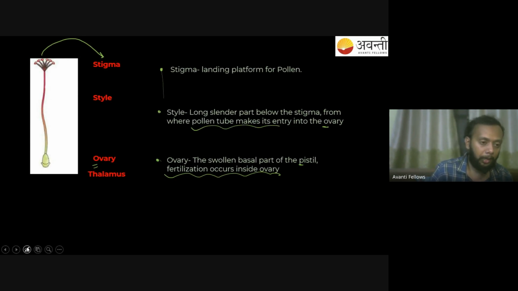So now, when we were discussing, the thalamus is the base part. जो base का part है यहाँ पे, जिसके ऊपर आपका ovary लगा हुआ है, this is my thalamus, right? So you can see you have a style, you have an ovary.